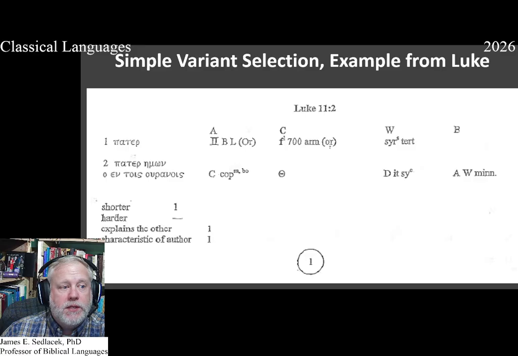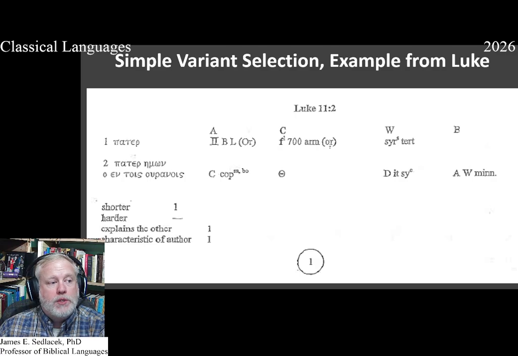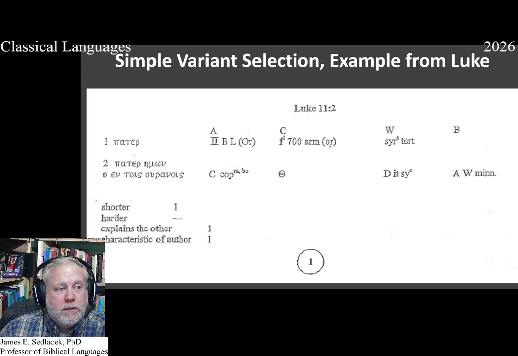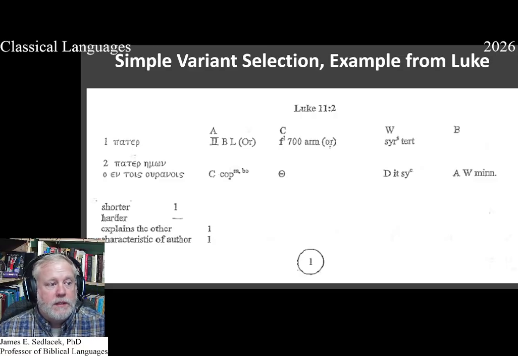And we have three things you can tick off here. We have shorter and harder, explains the other, and characteristic of the author. Now, in order of difficulty, the shorter versus the longer is the easiest thing to determine. Which one is harder is more difficult to explain, but that's what you get from the front matter in that you've read already in Metzger's commentary, how to decide what's harder. Which one explains the other? I don't mean that it explains what that phrase means. What I mean here is the fact that it exists explains how you could have gotten the other reading.